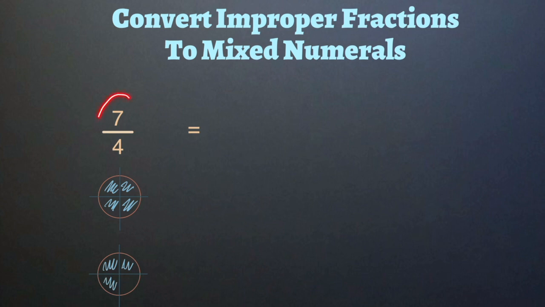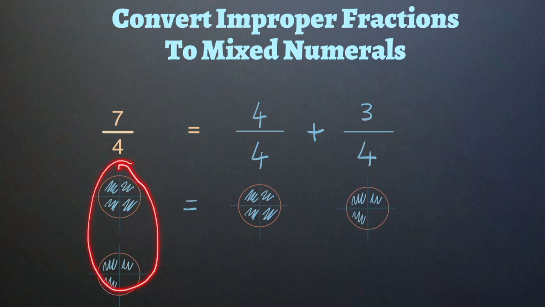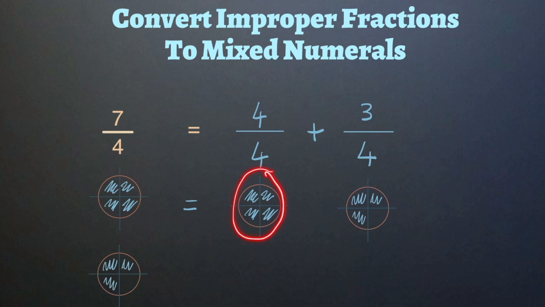We could start by writing 7/4 is the same as 4/4, which is this piece, plus 3/4, which is this piece. So we've got 7/4 is the same as 4/4 plus 3/4.